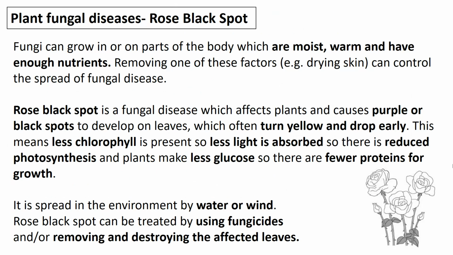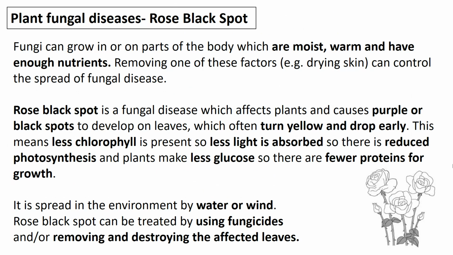Another plant disease is a fungal disease called rose black spot. And fungi basically can grow anywhere in parts of the body or a living organism which are moist and warm and have enough nutrients. And removing one of these factors often helps to control the spread of fungal diseases. So rose black spot is a fungal disease which affects plants and causes purple or black spots to develop on the leaves. They turn yellow and drop early. Again, less chlorophyll is there, so less light can be absorbed for photosynthesis, and you make less glucose, and there are fewer proteins for growth. Because it is a fungus, it can be spread by water or wind.